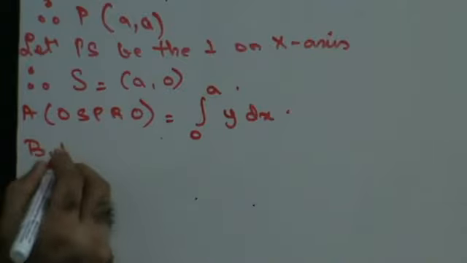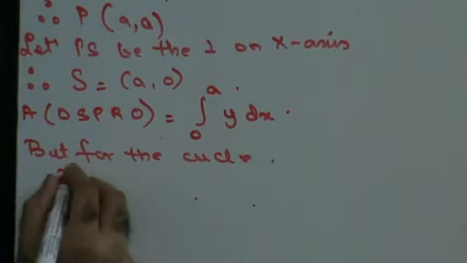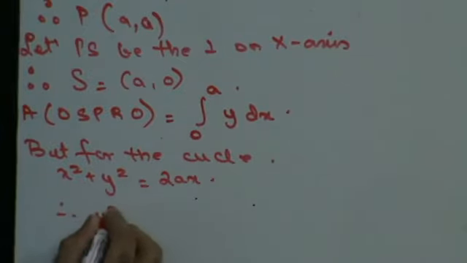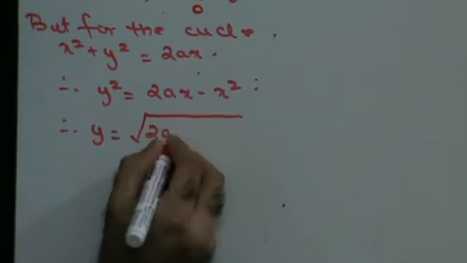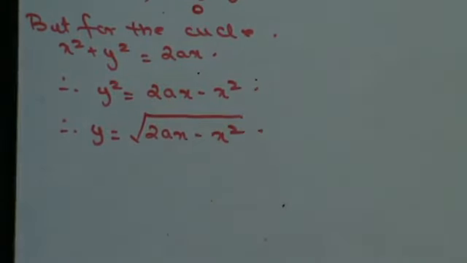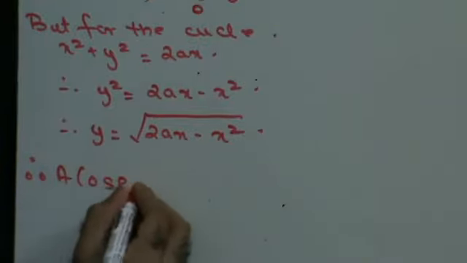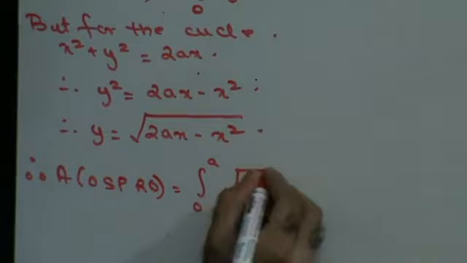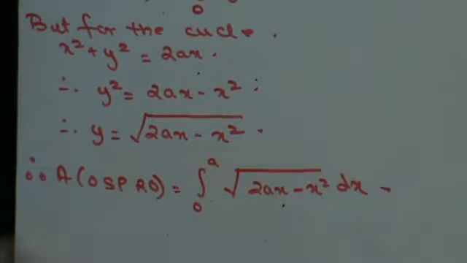But for the circle x square plus y square is equal to 2ax, I can say that y square is 2ax minus x square. Therefore y is square root of 2ax minus x square. Therefore I can say that area of OSPRO is integral of 0 to a square root of 2ax minus x square with respect to x.